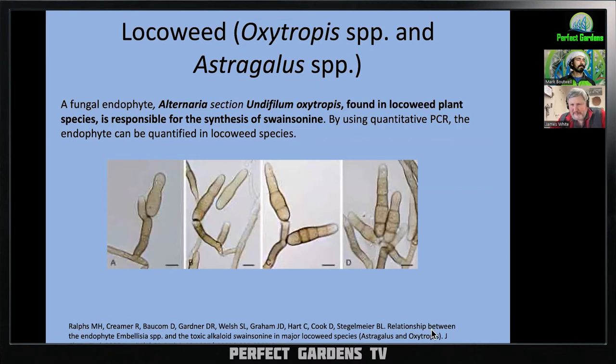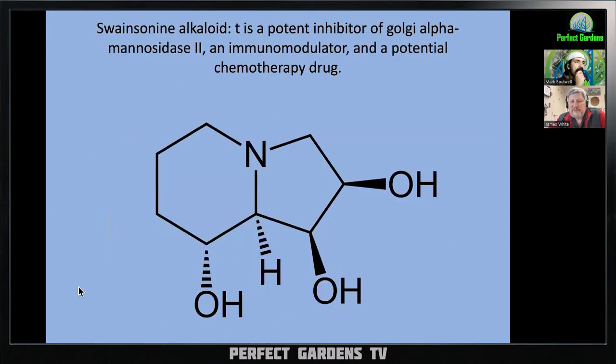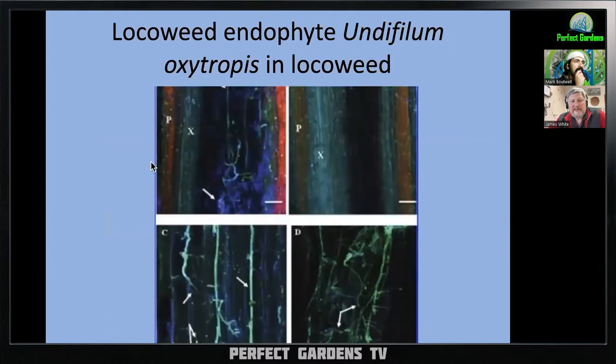We used to think these were poison plants until it was discovered in the mid-2000s, around 2008, that they in fact have endophytes that produce the chemical. Really cool. There's the swainsonine compound, and this shows the loco weed endophyte, Endophyllum, in loco weed. You can see these lines here. This is from somebody else's paper, so it's not our work. I didn't discover this one.